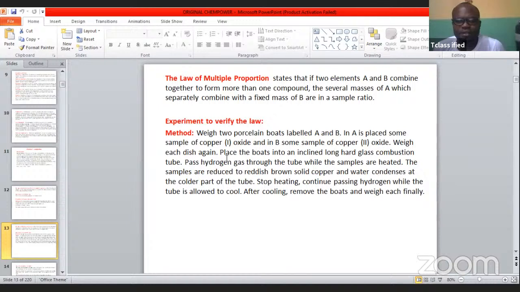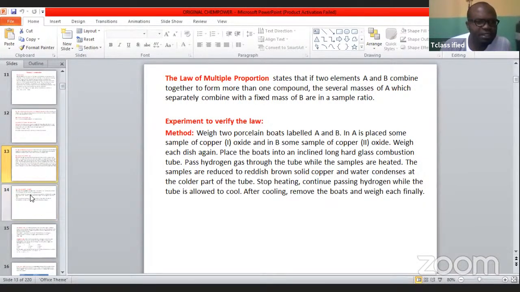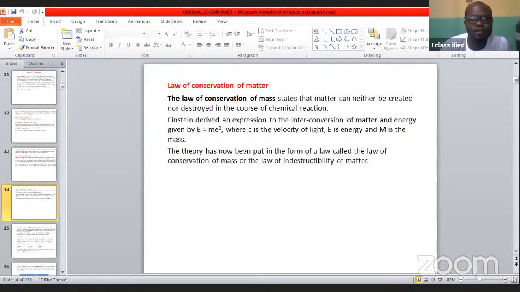The samples are reduced to reddish brown solid copper, and water condenses at the colder part of the tube. Stop heating, continue passing hydrogen while the tube is allowed to cool. After cooling, remove the boats and weigh each finally. Okay, so just like I said, this is not as important as the law itself. So take note of the law.